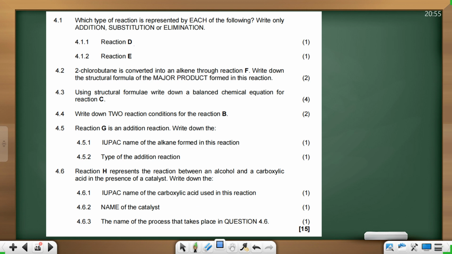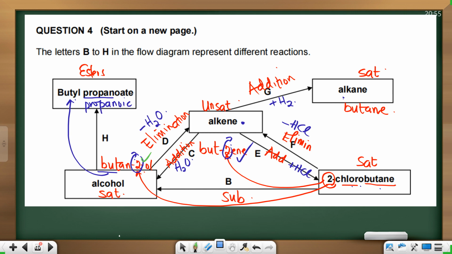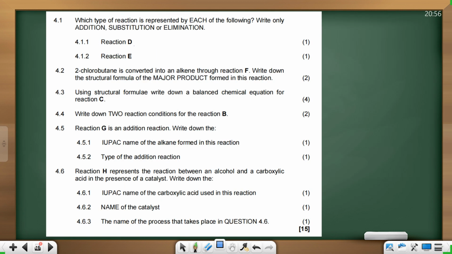IUPAC name of the alkane formed. The question has been answered. What's the IUPAC name? It's butane. Just by seeing butane here, I know it's a butane. It's an alkene, and I'm forming an alkane. What are we adding? Hydrogen, which gives me hydrogenation. Guys, I'm moving on. I hope it's okay. We're just having fun.